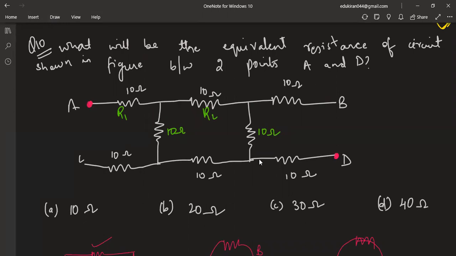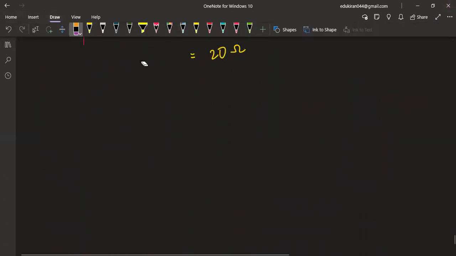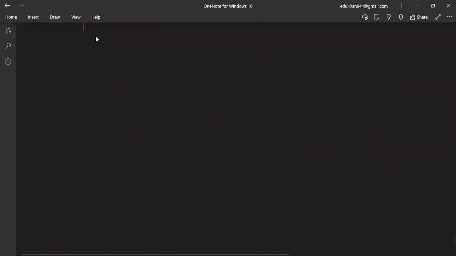So if this is your point and this is your point, this is a battery altogether for you. So what you can do for the ease of calculation, just draw this part. Whichever part is not involved, you are having confusion regarding how 20 came. So it's better if you draw the circuit which is of your concern.